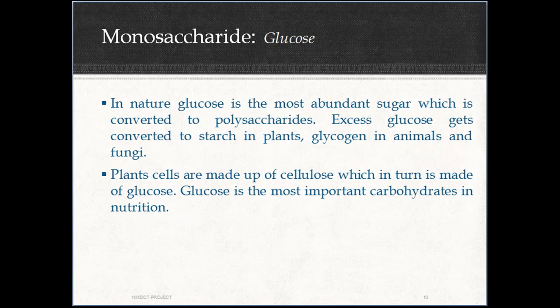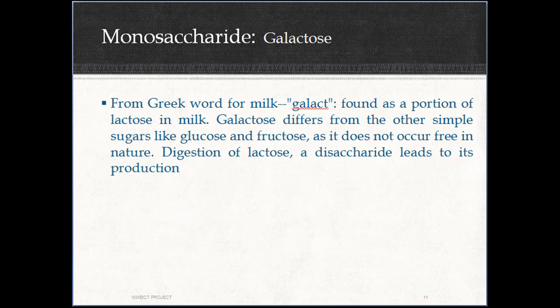The second example of monosaccharide is galactose. It is also a Greek word, galact, which means a portion of lactose in milk. Galactose differs from other simple sugars like glucose and fructose, as it does not occur free in nature. Digestion of lactose, a disaccharide, leads to its production.